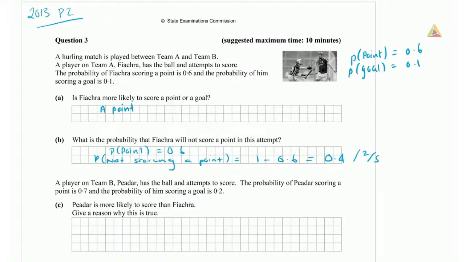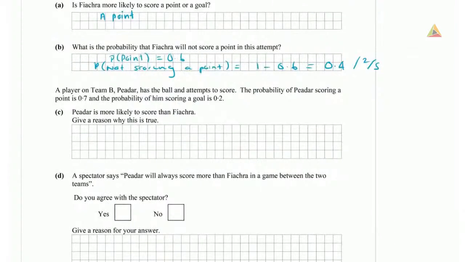And then a player on team B, Pather, has the ball and attempts to score. The probability of Pather scoring a point is 0.7 and the probability of him scoring a goal is 0.2. So again, let's just write this out. So the probability of Pather scoring a point is 0.7 and the probability of him scoring a goal is 0.2. So Pather is more likely to score than Fiacra. Give a reason why this is true.